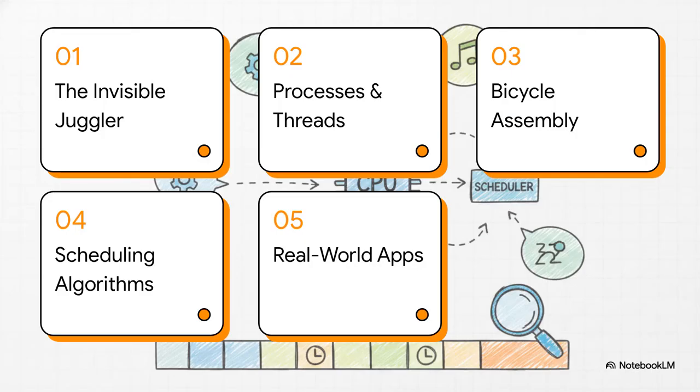So here's our game plan for this explainer. We'll uncover the invisible CPU juggler, break down processes, threads, and PCBs, and then use a pretty handy bicycle assembly analogy to explain context switching. After that, we'll look at the algorithms making the tough scheduling calls, and wrap up with some real-world applications.